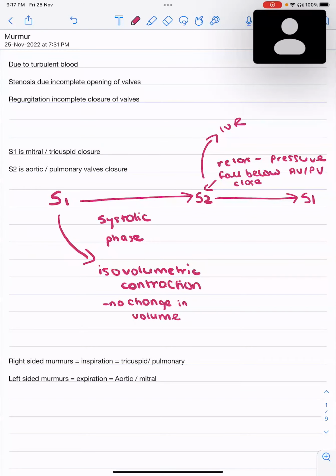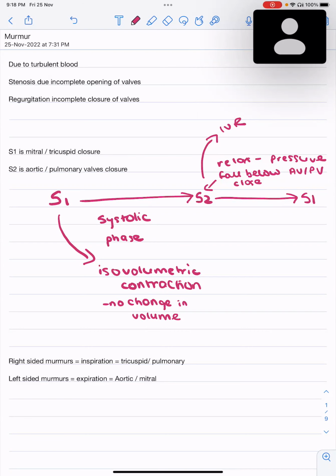So if it's incomplete opening, like the valve is trying to open, like the door is trying to open, and it's incomplete because of some pathology, we call it stenosis. Similarly, if the valve is unable to close completely, it's called regurgitation. I think this is pretty simple to understand. No doubts till now, I think.